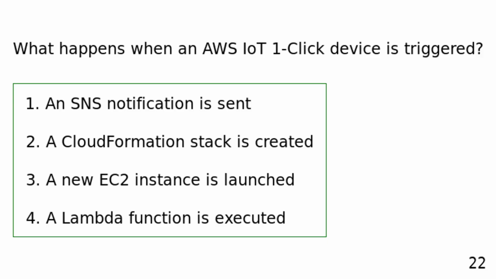What happens when an AWS IoT one-click device is triggered? An SNS notification is sent. A CloudFormation stack is created. A new EC2 instance is launched. A Lambda function is executed.